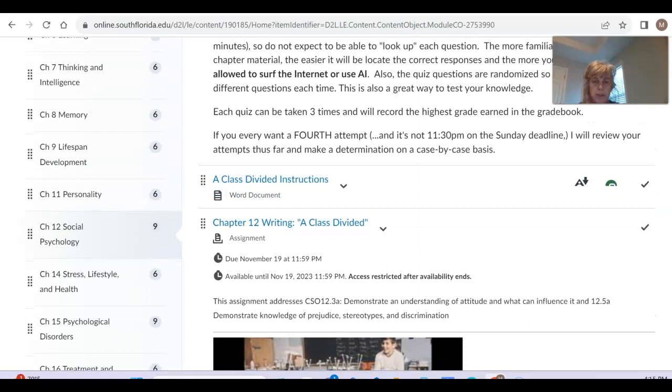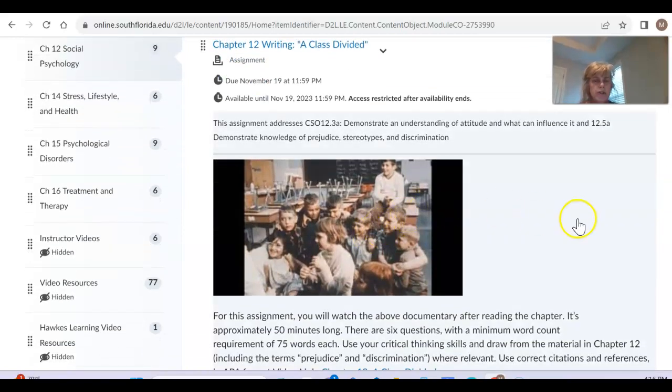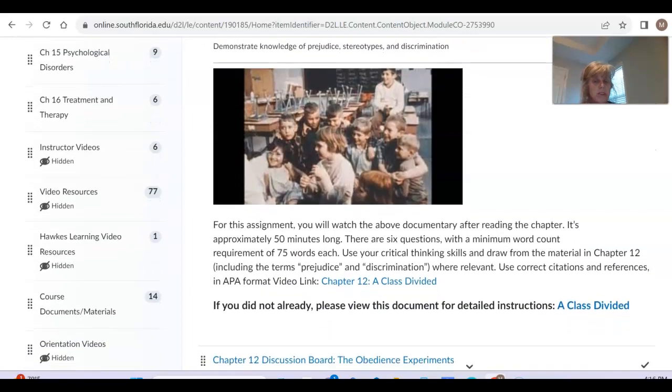So there is an assignment, and it's called A Class Divided, and it's a Dropbox assignment. And for whatever reason, I'm not sure why, I put the instructions in two places. But you're going to watch a video, and this assignment, by the time you're done, will help you meet the chapter-specific objective of demonstrating an understanding of attitude and what can influence it. And also, this assignment goes towards demonstrating knowledge of prejudice, stereotypes, and discrimination. It's very good. People like this assignment, but it takes some time.